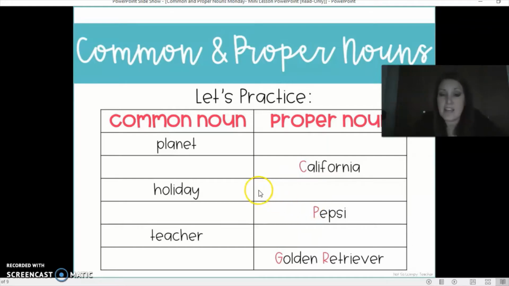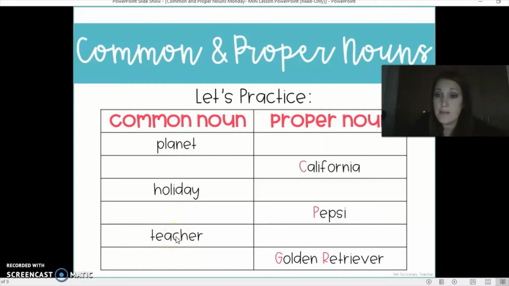Pepsi is what? It is a type of pop. It's a specific type of pop. If I'd say I want some Diet Pepsi and you give me a Sprite, I'm not going to be very happy because that's not the specific pop I wanted. But what is Pepsi? What would be the common noun? Pop or soda. If they just say, give me a soda, it could be anything.